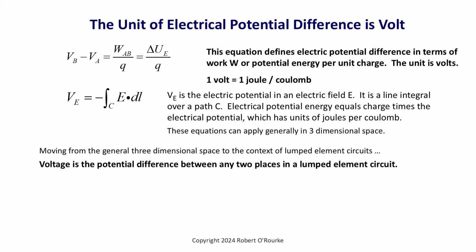Voltage is electrical potential difference. The units of voltage are energy per charge. 1 volt equals 1 joule per coulomb. Speaking in terms of lumped element circuits, voltage is the difference in electric potential between 2 points in a circuit.